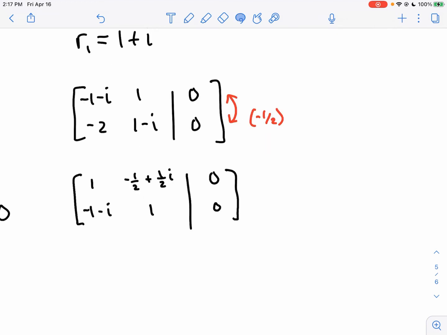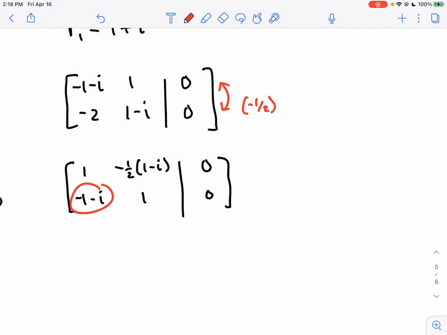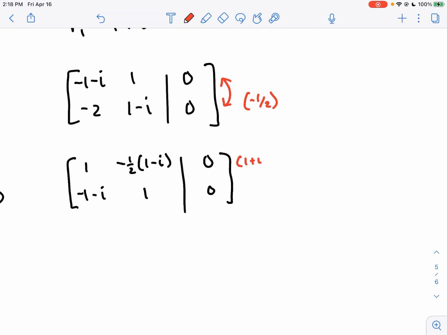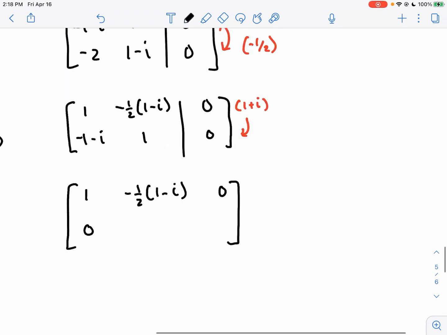Okay, now I'm going to use this leading 1 right here to zero out the entry below. In fact, it could be helpful to leave the -1/2 factored out. So this is -1/2 times 1 minus i. Okay, I'm going to multiply the top row by the opposite sign of this. So we're going to multiply the top row by 1 plus i, and then add that down to the bottom row. Okay, this will be some work that we have to do in our head here. So we do 1 plus i times 1. That's 1 plus i. Add that to -1 minus i, we zero out. Let me rewrite the top row real fast. We're not changing that. So we get a 0 here.